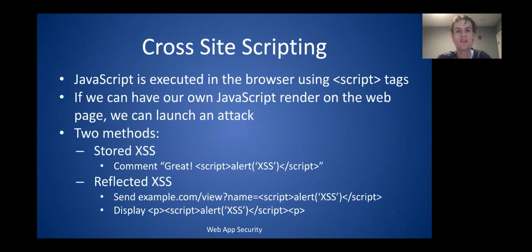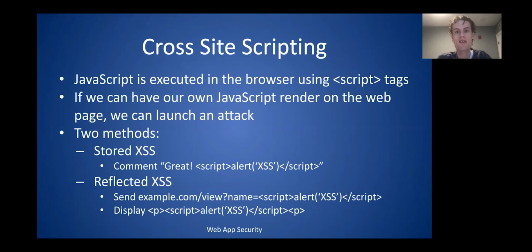So the first vulnerability is cross-site scripting. JavaScript is executed in the browser using script tags. So if we can have our own JavaScript render on the web page, we can launch an attack by stealing the victim's cookie or making requests on their behalf.